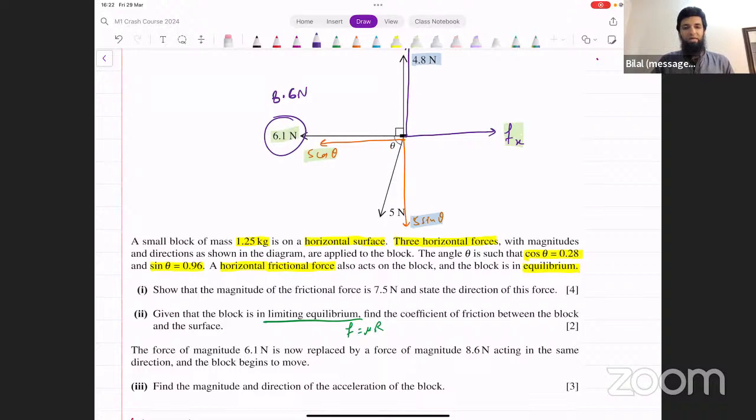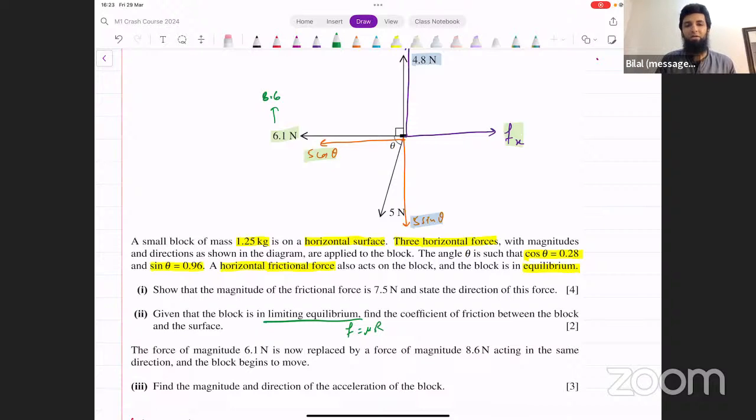Now, what happens when you have this 8.6 Newton force? Remember earlier, the block was in equilibrium. The block was not moving. In fact, it was in limiting equilibrium. In the second part, we also know that now. It was in limiting equilibrium. That means if we were to apply even slightly more force now, the object is going to start moving. Right? Now, when this force was 6.1 Newton, the block was not moving. It was in limiting equilibrium. When you replace 6.1 with 8.6 instead, the block is definitely going to start moving.